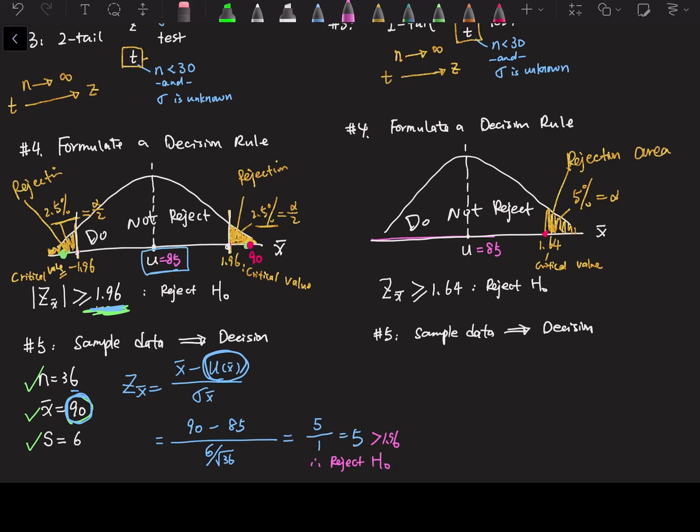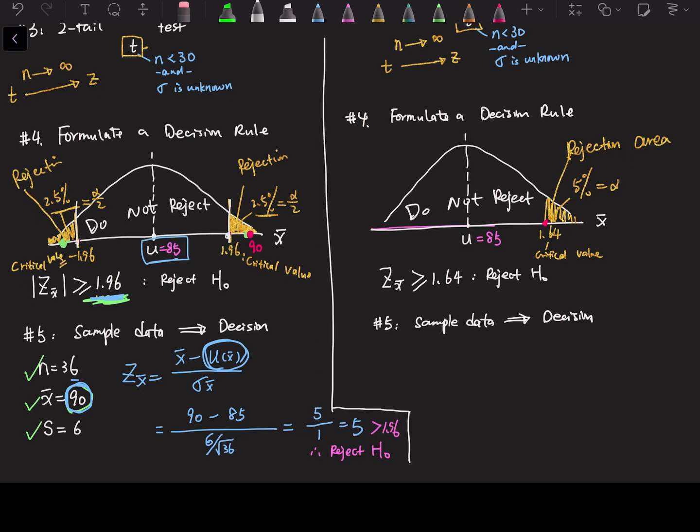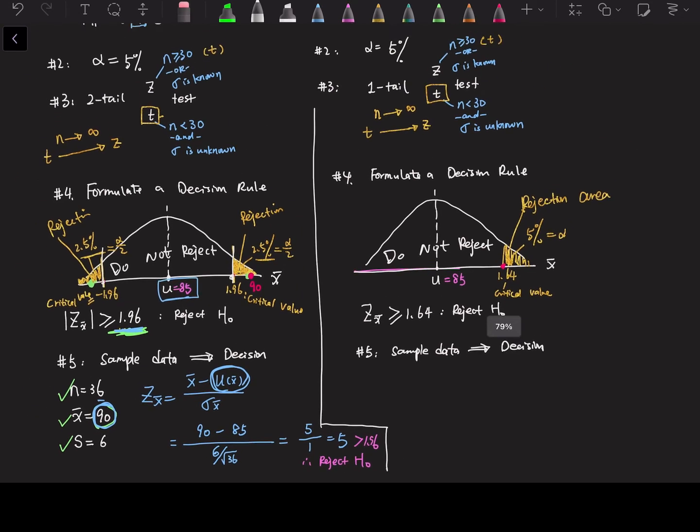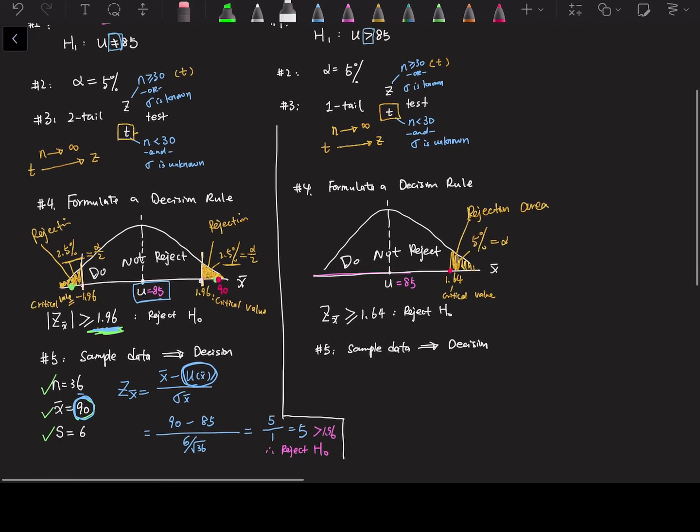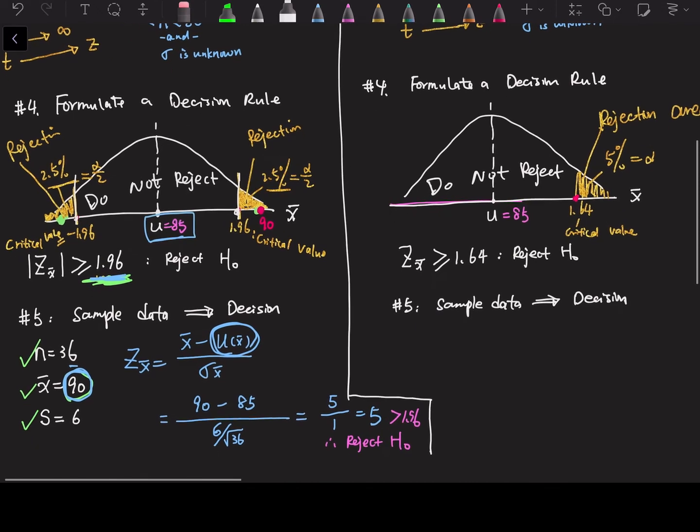Okay, so that's the conclusion of case number 1. I just write this way. And for this case number 2, one-tailed test, right? I need to get the sample data, arrive at a decision.